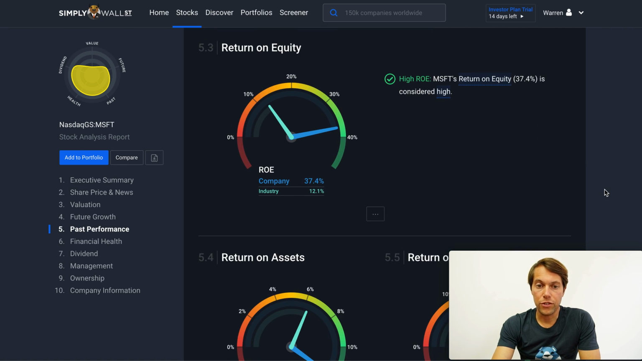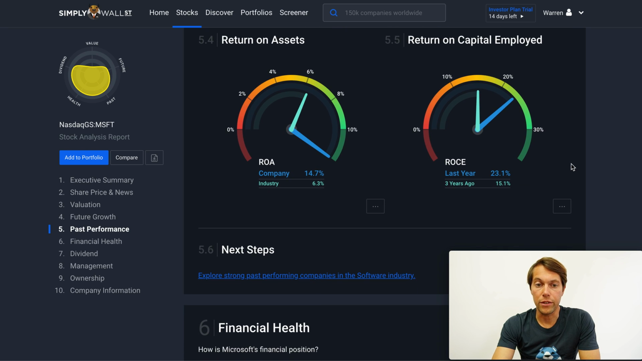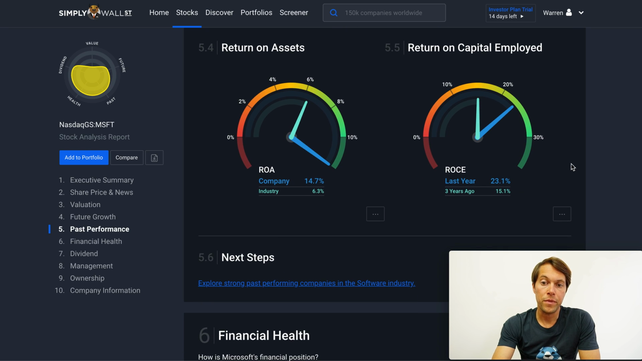Finally, similar to the future section, we have return on equity, but this is the current return on equity based on the most recent results. And we have two other measures of return that are commonly used, which is return on assets and return on capital employed.